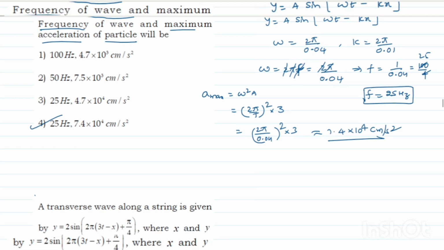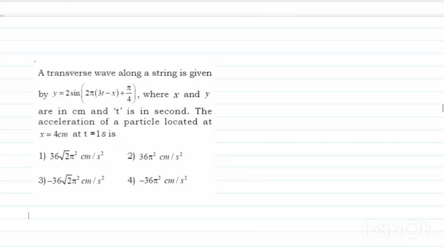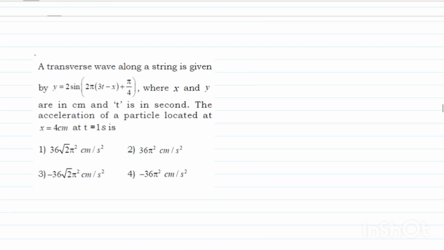Let us see the next question. The next question says a transverse wave along the string is given by y equals 2 sine 2 pi (3t minus x) plus pi by 4, where x and y are in centimeters and t is in seconds. They are asking the acceleration of the particle located at x equal to 4 at t equal to 1 second.